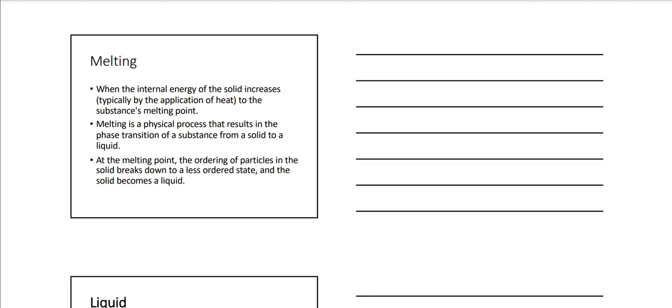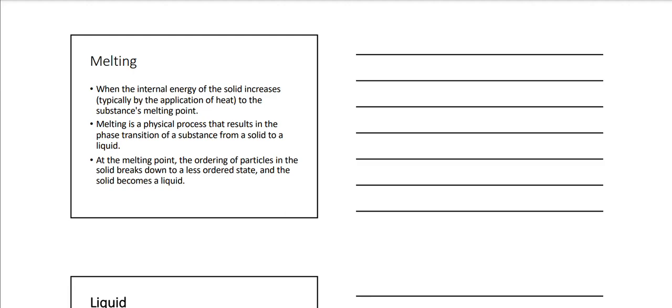So when the internal energy of the solid increases, typically by the application of heat, by increasing the heat you are increasing the internal energy of the tiny solid particles, until it reaches a change in the physical state. That's what we call the melting point. So melting is a physical process that results in the phase change or phase transition of a substance from a solid to a liquid. Once that transition is completed, we will say the material has melted.